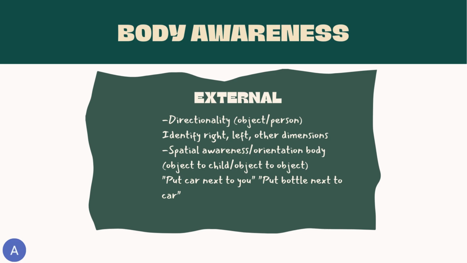So if it's object to child, maybe put the toy car next to your left, and then put a bottle next to the toy car. So you need to be able to imagine in your head on your left side to put a car, and then to put an item next to the car, to have the ability to imagine that and to carry it out.